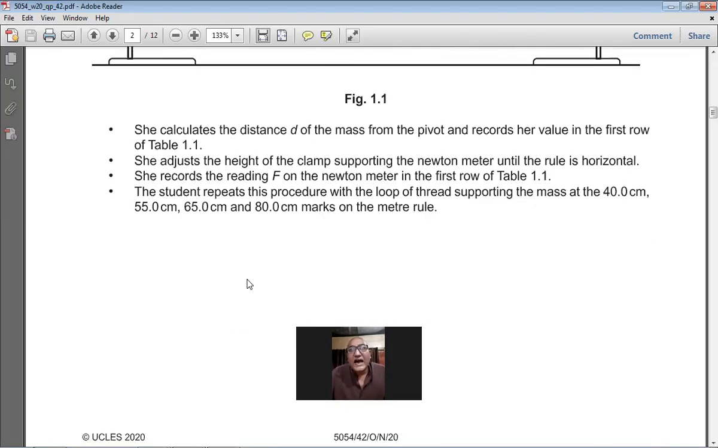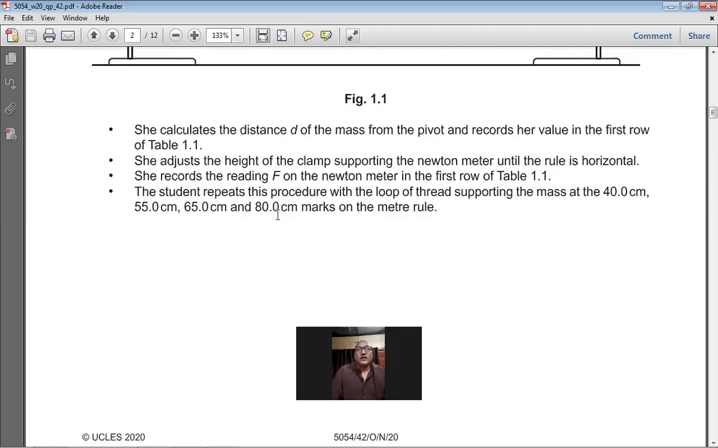She adjusts the height of the clamp supporting the Newton meter until the rule is horizontal. She records the reading F on the Newton meter in the first row of the table 1.1. Table 1.1 is on the next page. The student repeats this procedure with the loop of thread supporting the mass at the 40 centimeter, 55 centimeter, 65 centimeter, and 80 centimeter mark on the meter rule.